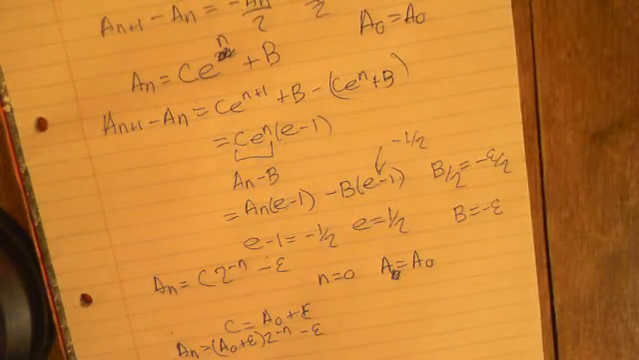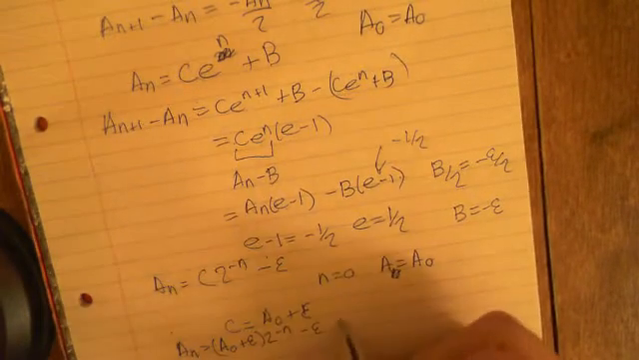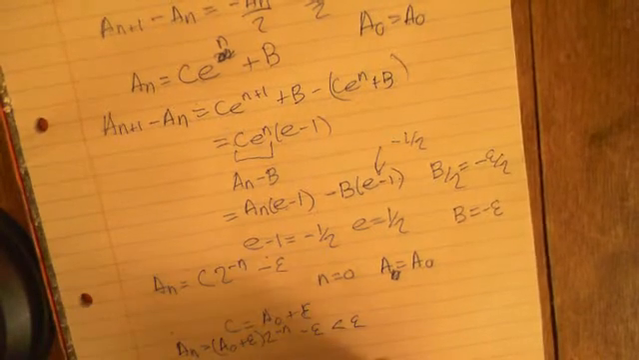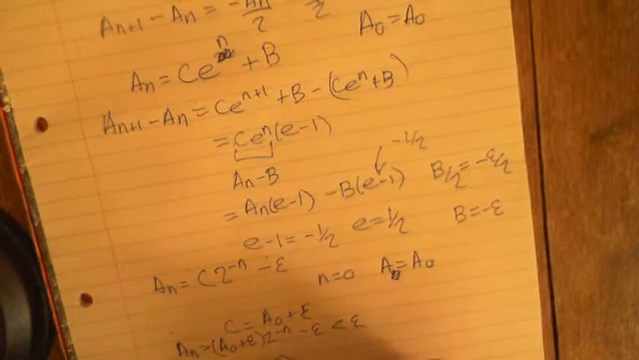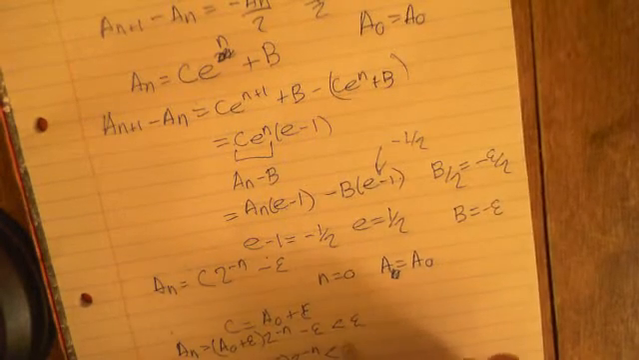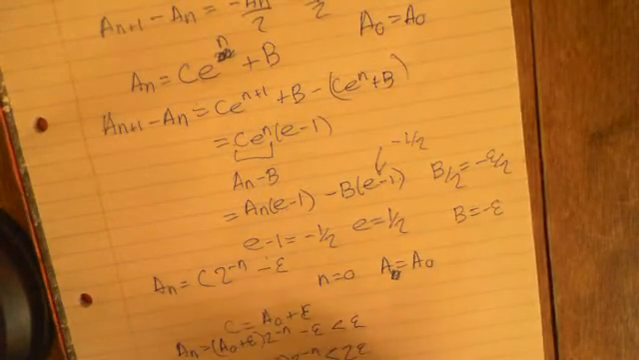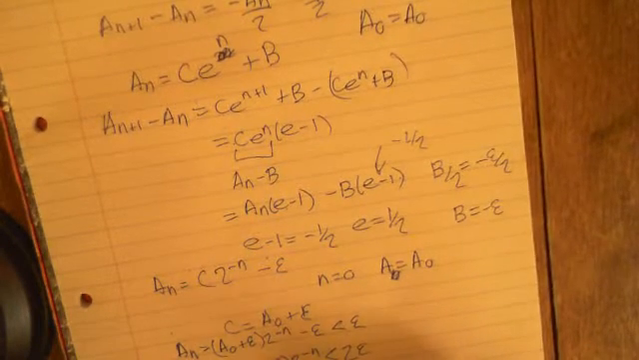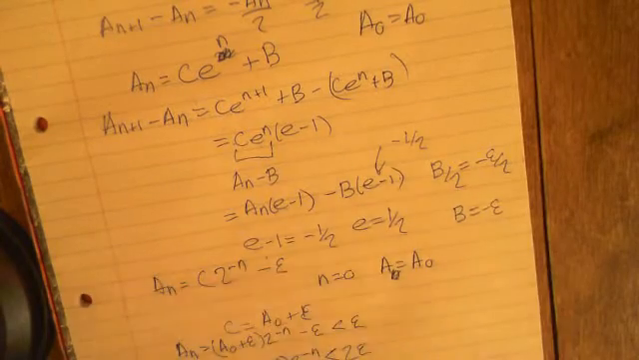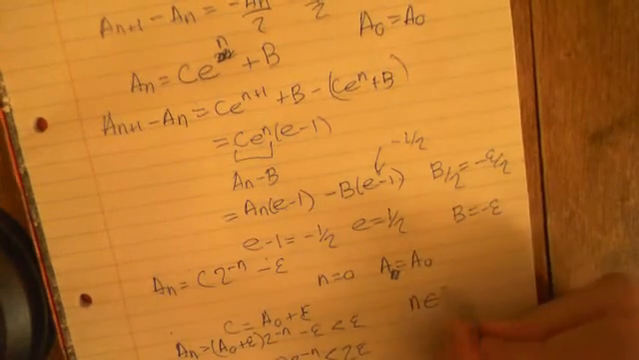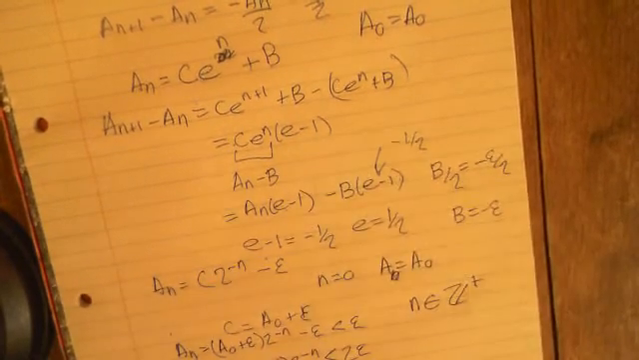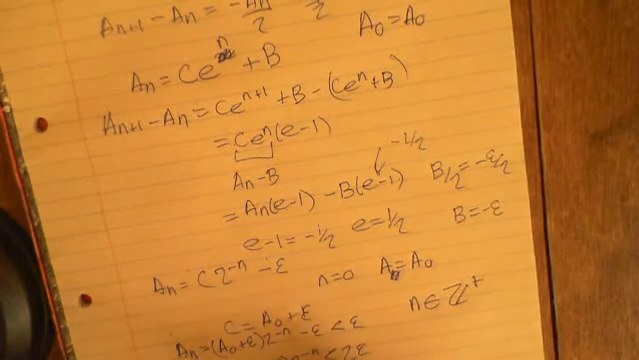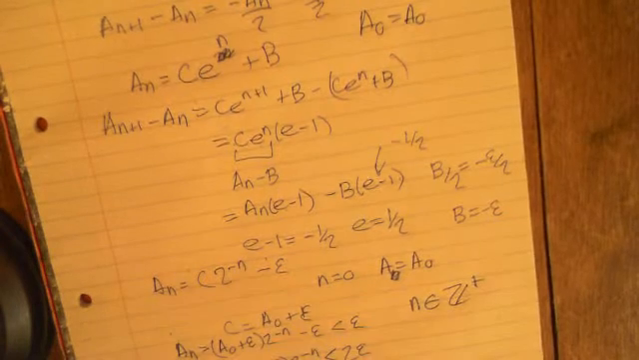minus epsilon. Okay, so now what we want is we want that to be less than epsilon. Okay, so (a0 plus epsilon) 2 to the negative n is less than 2 epsilon. 2 to the negative n is less than 2 epsilon over a0 plus epsilon. n, remember, has to be an element of the integers, a positive integer, or 0, it can be 0. But so this is 1 over 2 to the power of n.